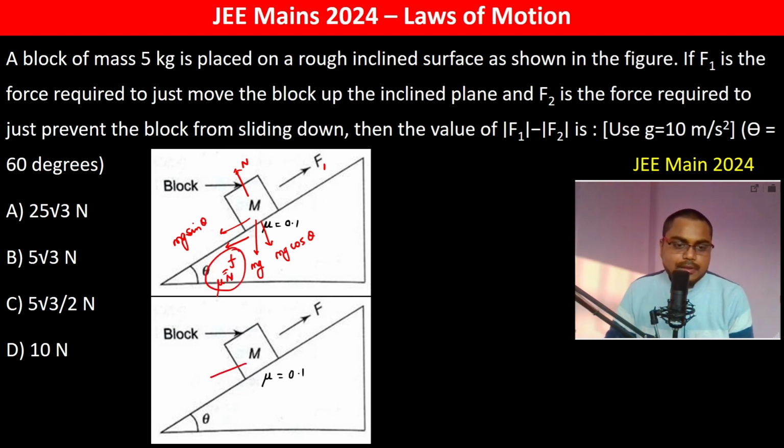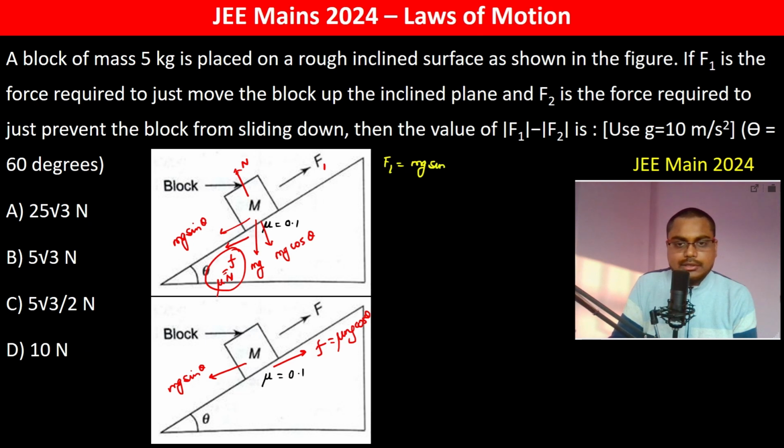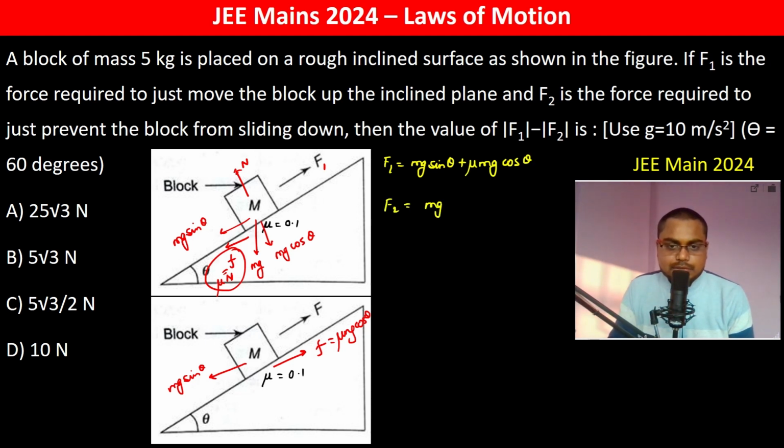इस केस में mg sin theta है इधर and the block is about to slide down, so therefore the friction is going to act in this way, which is going to be mu mg cos theta. पहले में F1 हो जाएगा mg sin theta प्लस mu mg cos theta. दूसरे में F2 हो जाएगा mg sin theta माइनस mu mg cos theta.